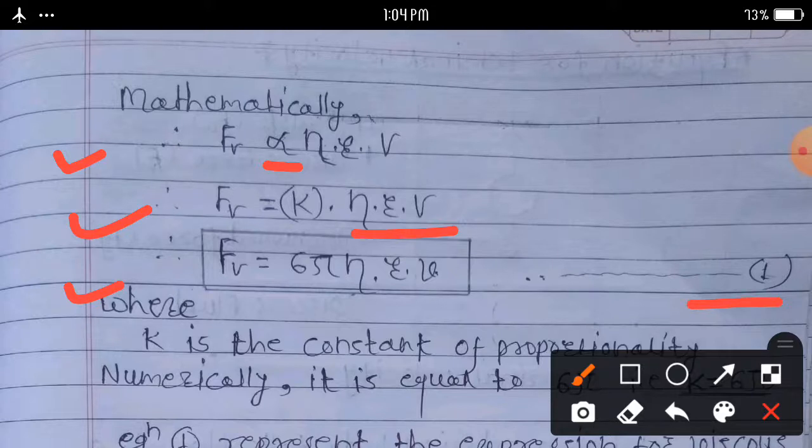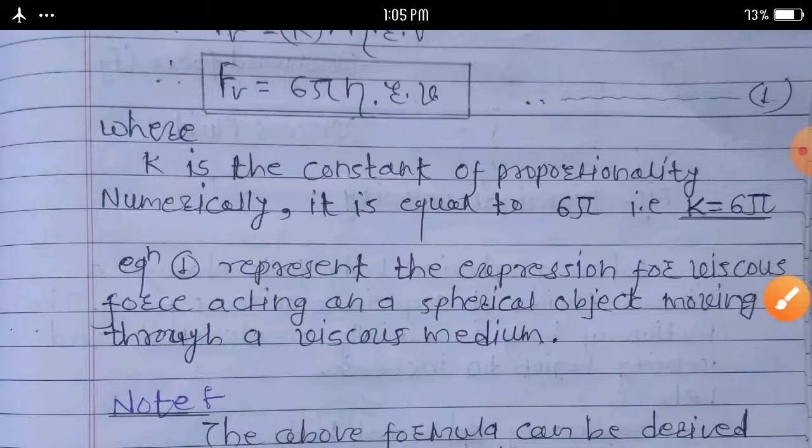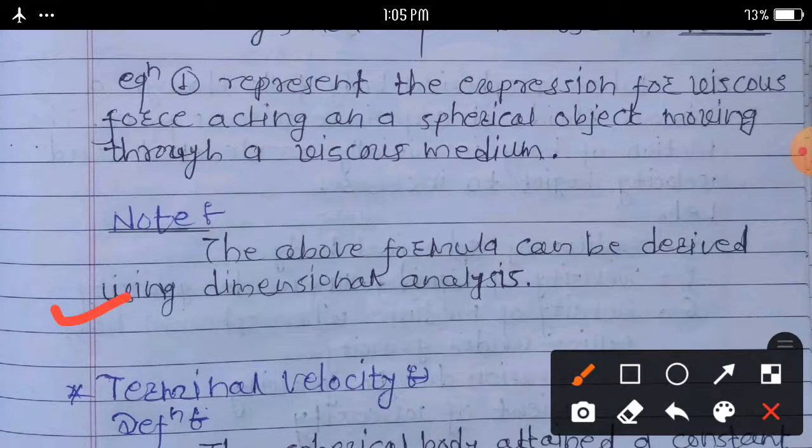Consider equation first, where k is the constant of proportionality, numerically equal to 6 pi, that is k is equal to 6 pi. Then F suffix V is equal to 6 pi eta into r into v. This equation represents the expression for the viscous force acting on a spherical object moving through a viscous medium. Note: the above formula can be derived using dimensional analysis.